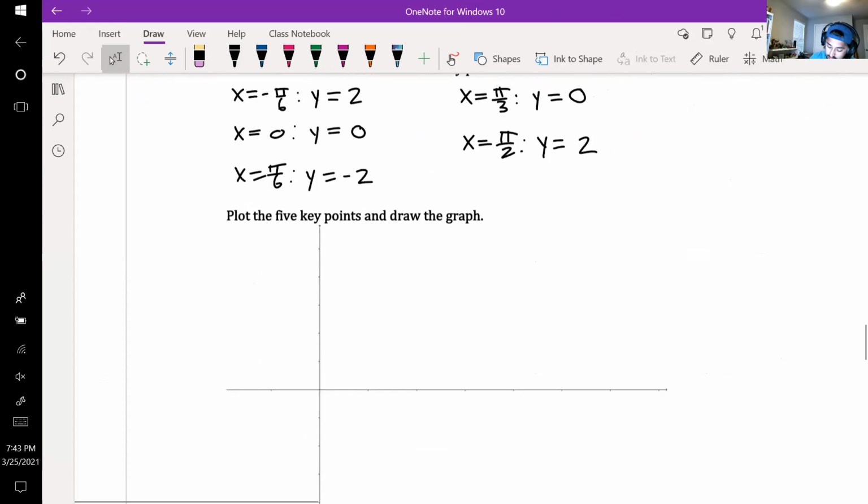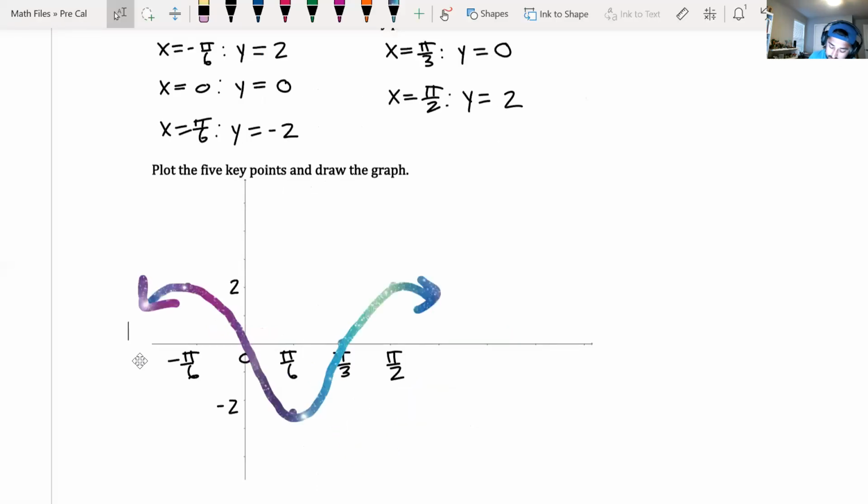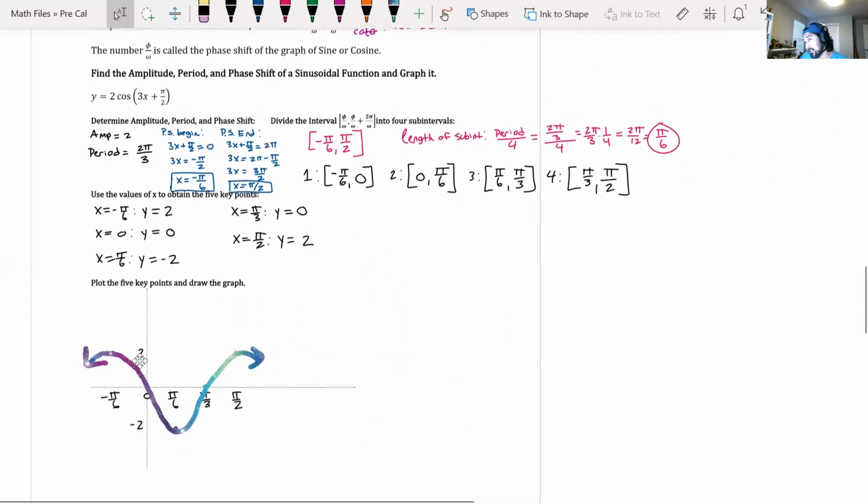So let me set this up. I have negative pi over 6, 0, pi over 6, pi over 3, pi over 2. Highest is 2. Lowest is negative 2. And then at negative pi over 6 we're at 2, then 0, 0, negative 2, 0, 0, and 2. So we would look something like that. And boom, that is phase shifts by key points.